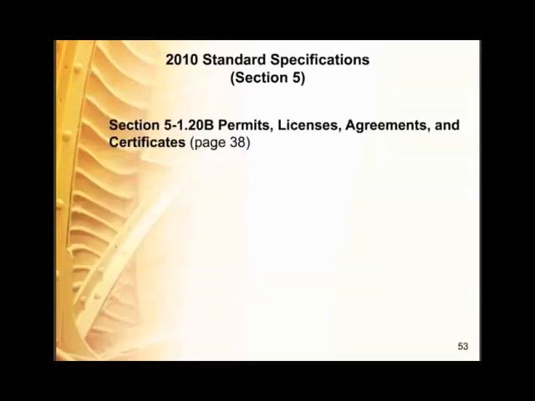Section 5-1.20B, permits, license agreements, and certificates, we call those plaques. So you have to always comply with the plaques, and the contract states the plaques must be followed. And payment to comply with plaques is in section 9-1.03, paragraph 1.